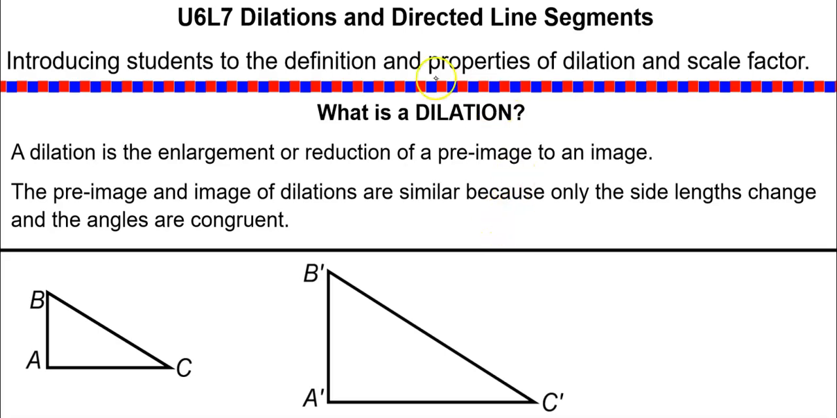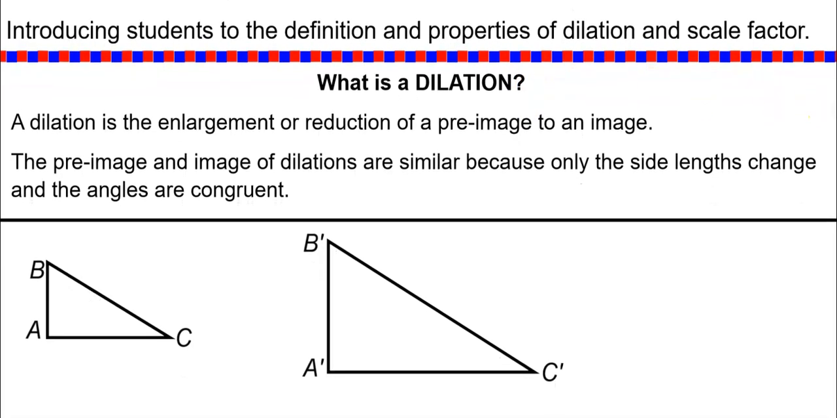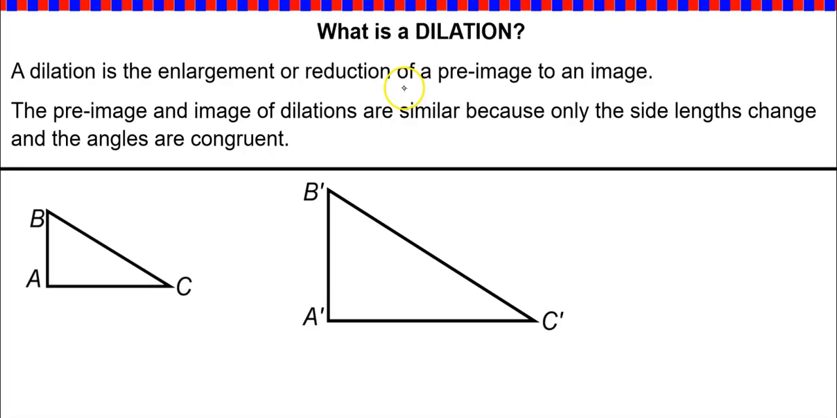Hey there, Patriots. In this video, I am going to tell you what a dilation is and what directed line segments are. So a dilation is the enlargement or reduction of a pre-image to an image. The pre-image and the image are always going to be similar because the side lengths will change and my angles stay congruent. So my sides are going to be in proportion and my angles are going to be congruent.